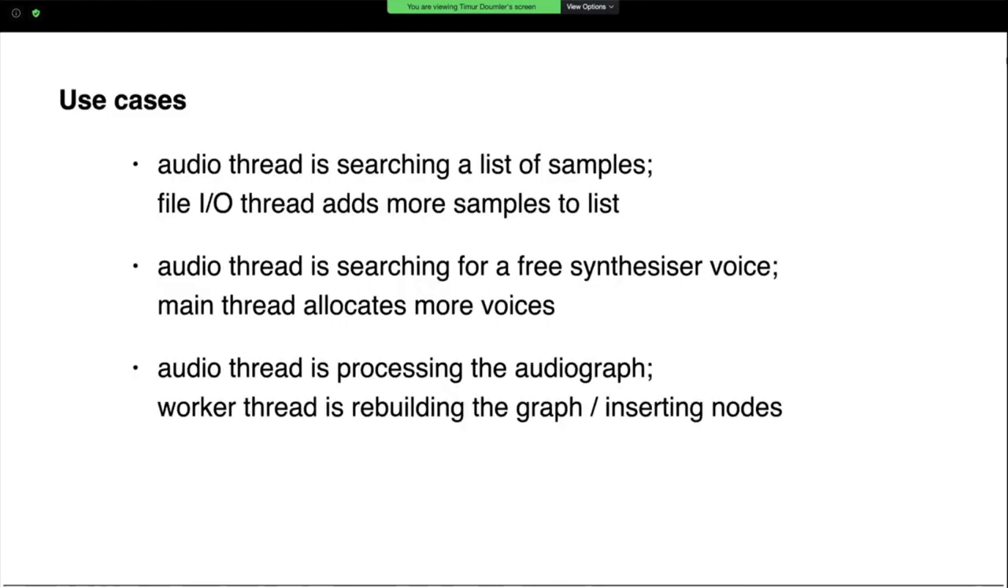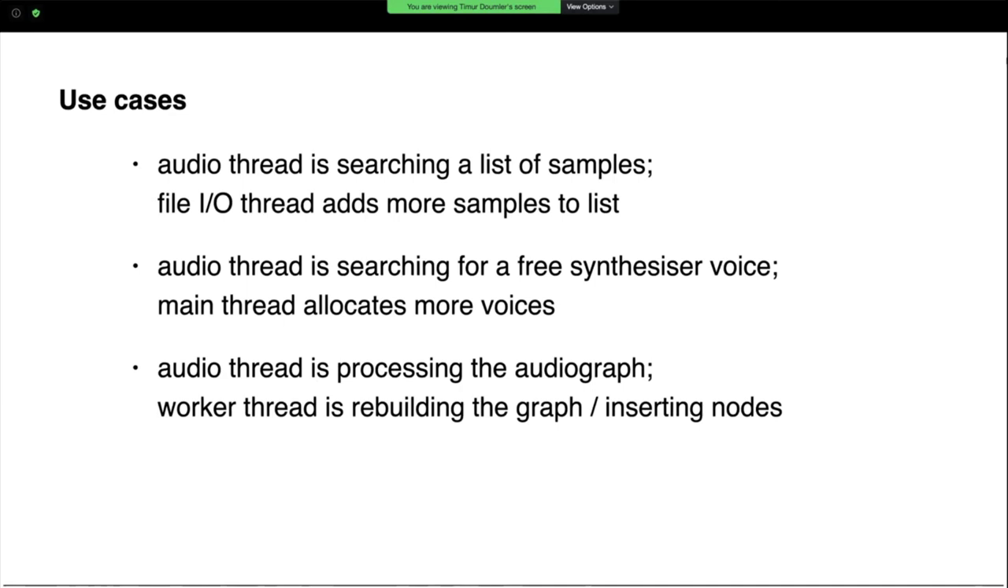So let's look again at our use cases here. These are three examples that I picked out where people were using TryLock, which we now know we shouldn't be using, which I want to replace with our new SpinLock, which is real-time safe and also energy efficient. How long are these things going to take? In each use case, how long is the audio thread going to be busy for?